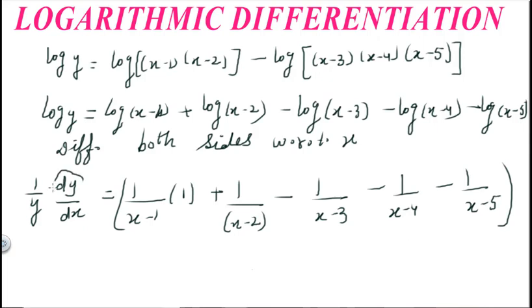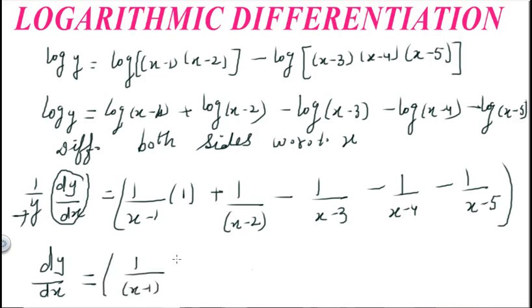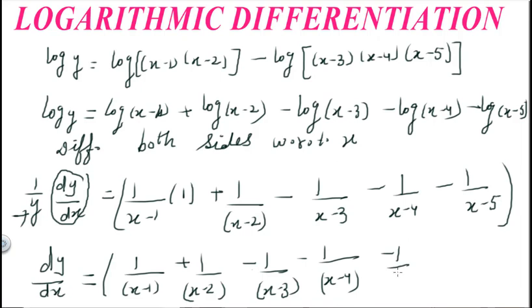Now we just have to find out dy by dx. So we need to multiply both the sides of the equation with y so that y is not here then. So multiplying both the sides with y, we get 1 upon (x minus 1) plus 1 upon (x minus 2). You can take the LCM also. Minus 1 upon (x minus 3) minus 1 upon (x minus 4) minus 1 upon (x minus 5).